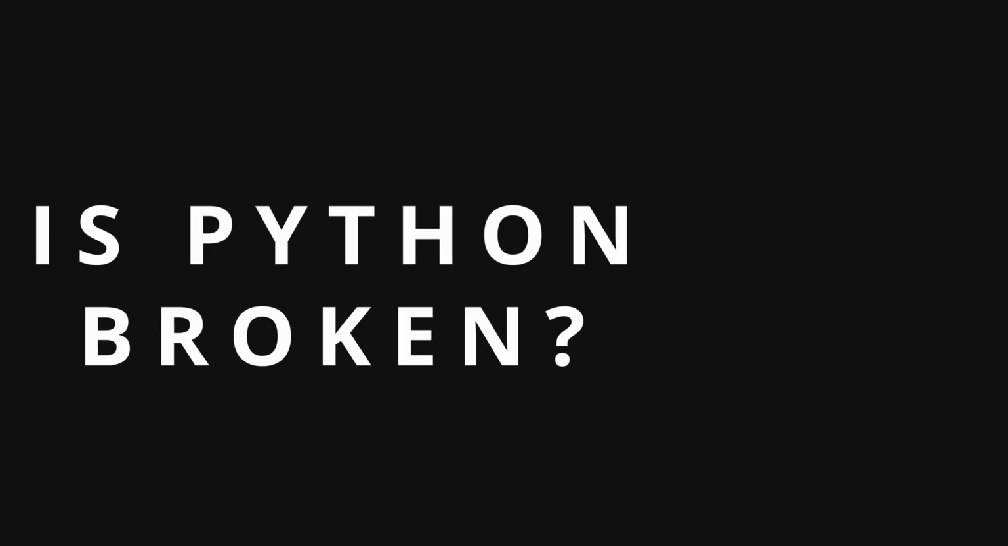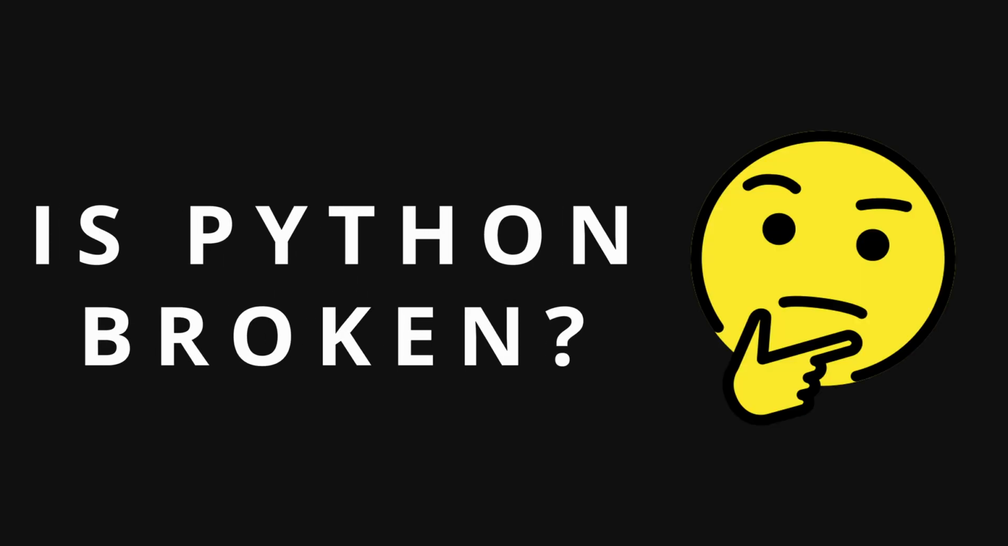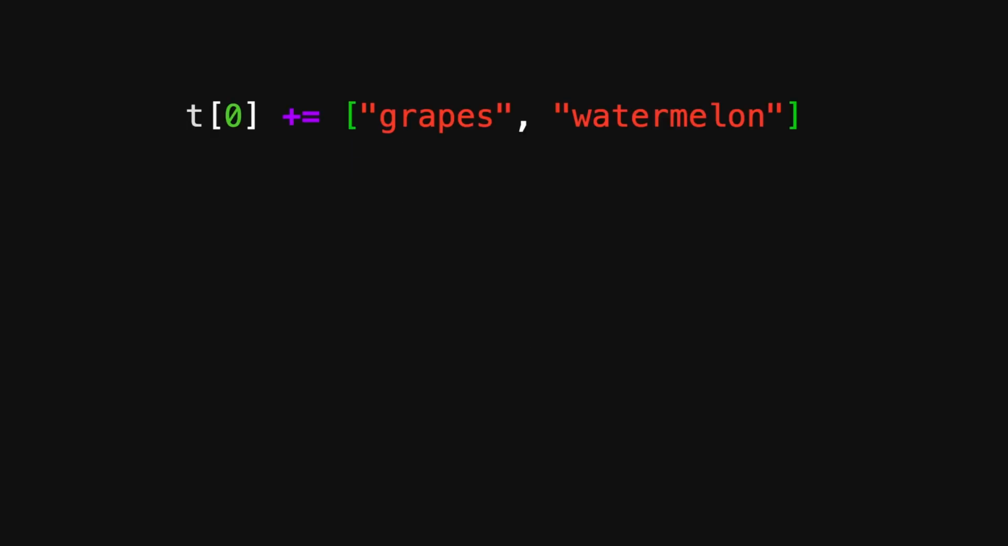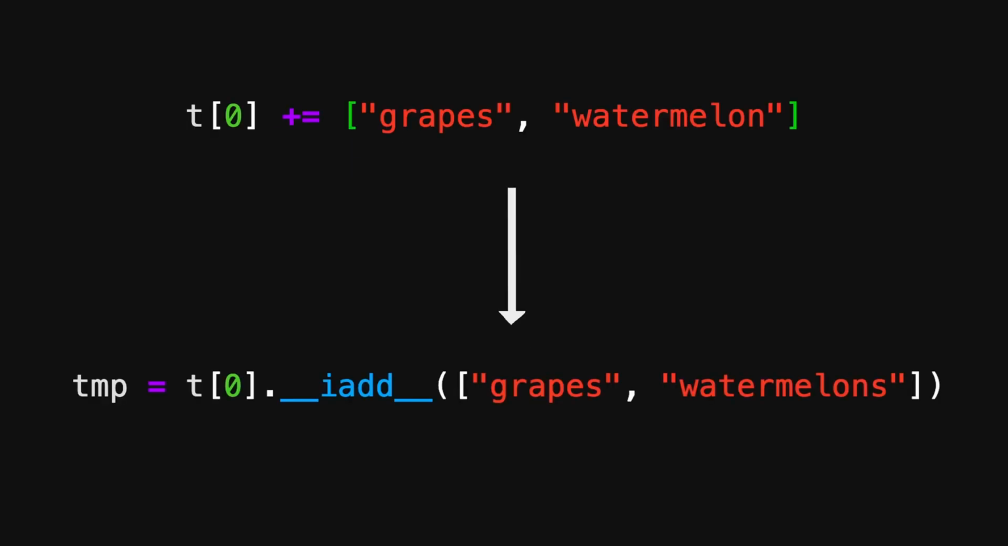At first glance, this looks completely broken, but it's actually expected. The answer has to do with the behavior of the plus equals operator with lists and item assignment on tuples. When plus equals gets called here, it's conceptually identical to two steps. First, calling the __iadd__ function on the existing list and then assigning the output of this call to T[0].